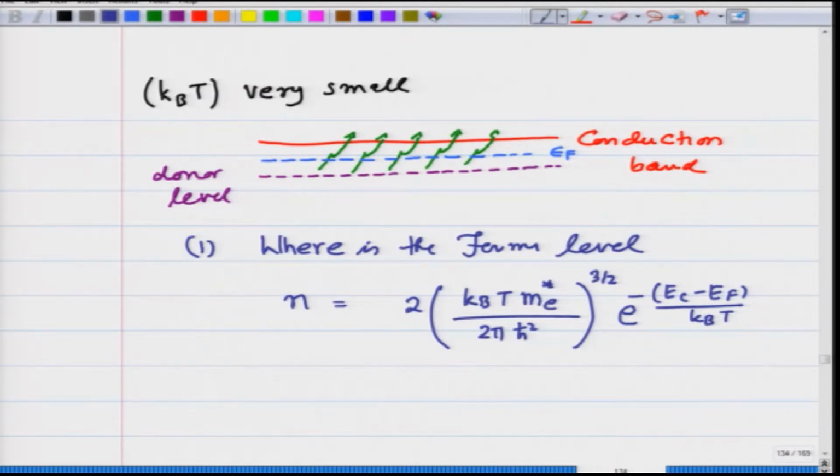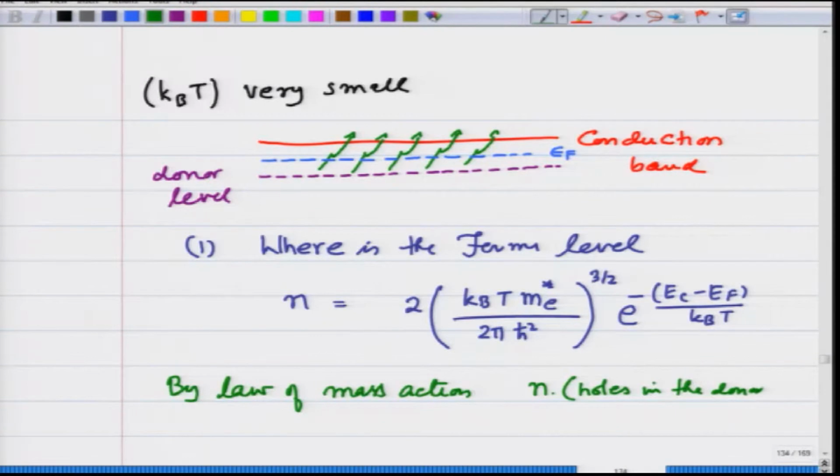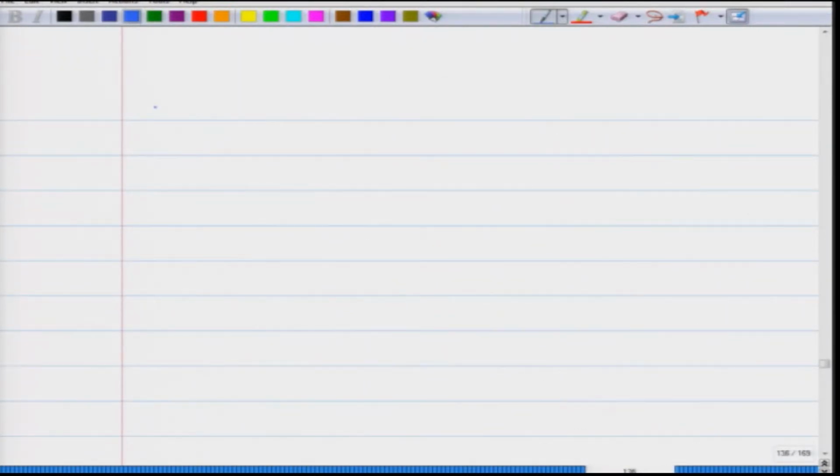E_F I do not know yet, and by the law of mass action that we discussed earlier, I am going to have N times the holes in the donor level is equal to a function of temperature. So, using this I can find the number of electrons in the conduction band due to ionization from the donor level.